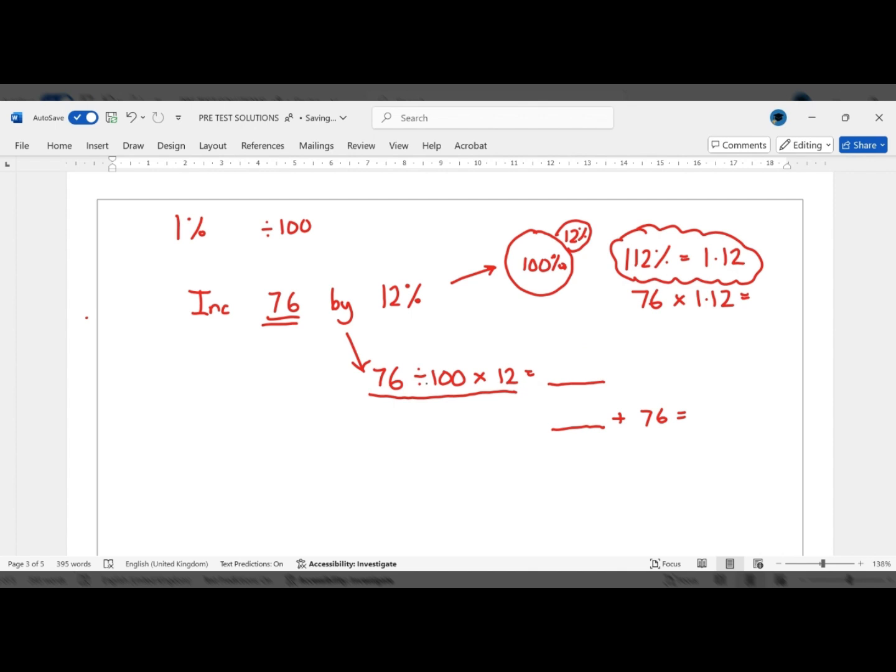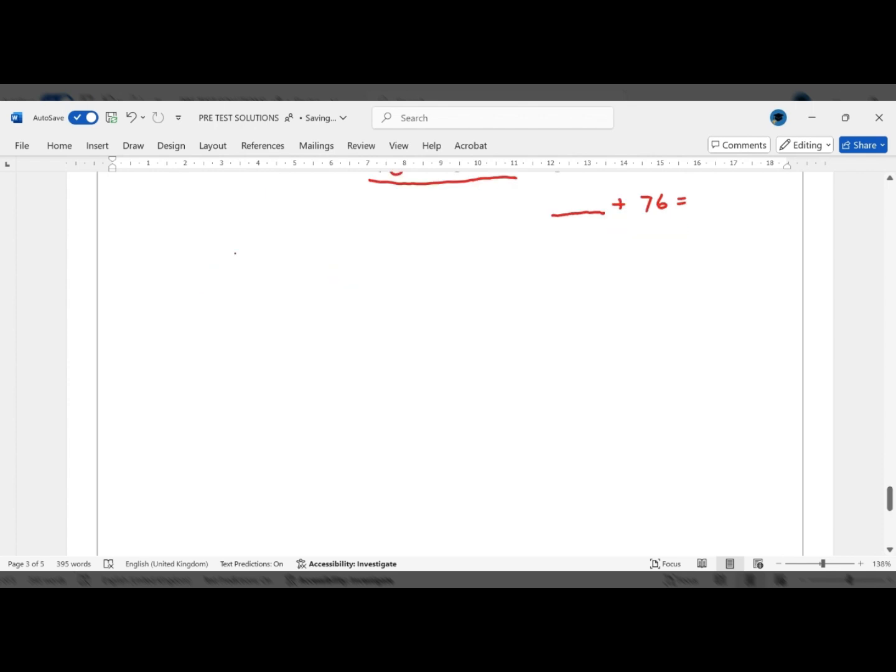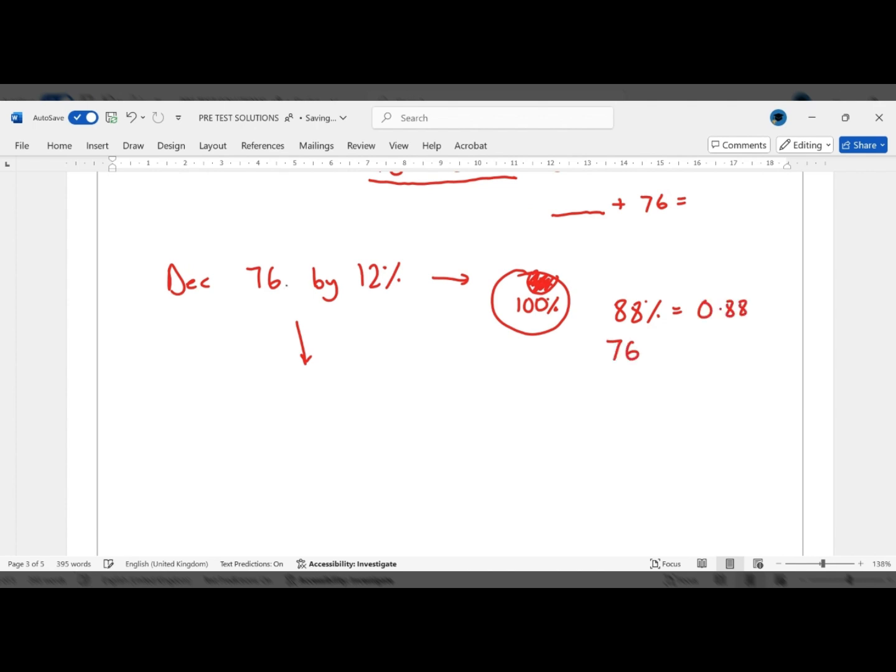And the same with decreasing, guys. Hopefully this makes a bit more sense now. It's a bit slowed down, okay? If I said decrease 76 by 12%, again, 2 ways to do it. You could start with 100, but take 12% off, therefore leaving yourself with 88%, which as a decimal is 0.88, and then just times the number you're given, this time by a number less than 1, times 0.88, option 1.